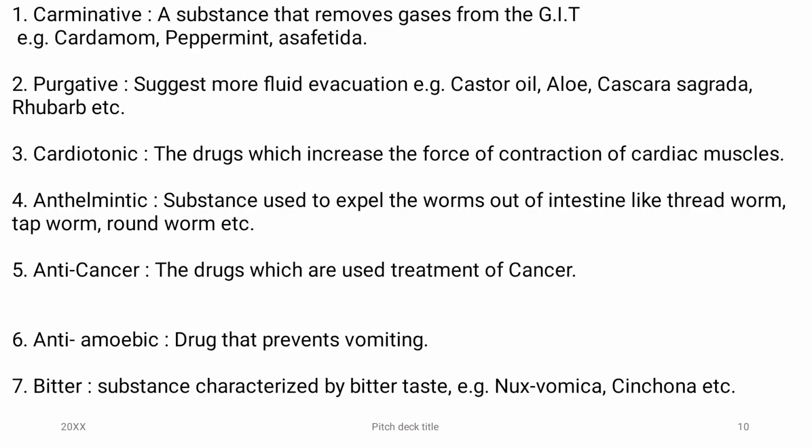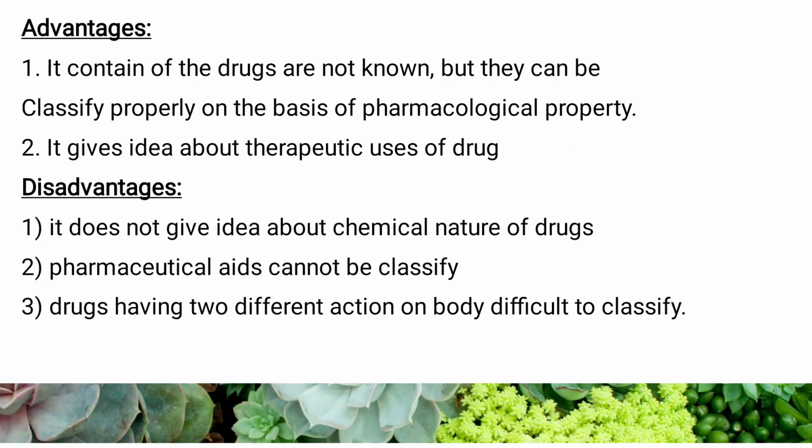Cardiotonic drugs increase the force of contraction of cardiac muscles. Fourth, anthelmintic: substances used to expel worms out of the intestine, like threadworm, tapeworm, and roundworm. Fifth, anti-cancer: these are drugs used in the treatment of cancer. Sixth, anti-amoebic: drugs that prevent vomiting. Seventh, bitters: substances characterized by bitter taste. Examples: nux vomica and cinchona.